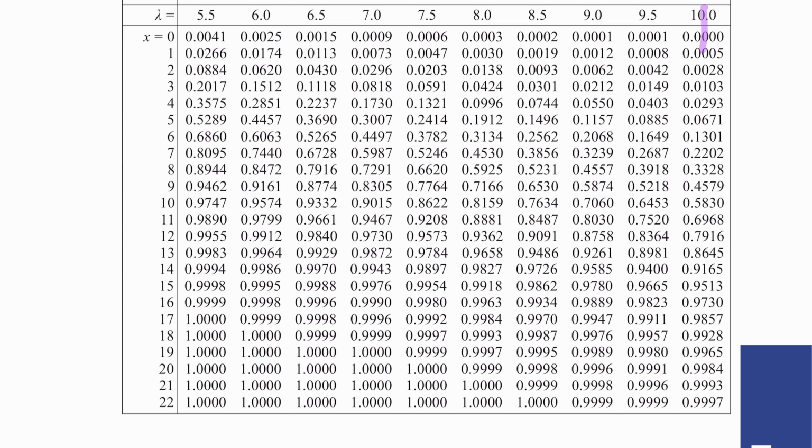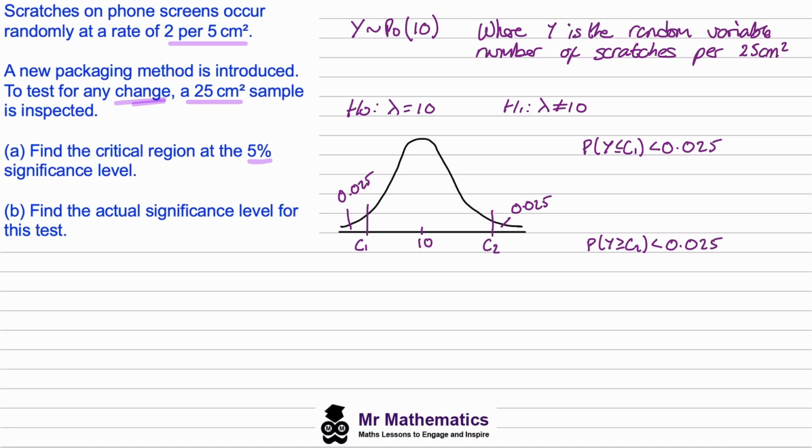Again, we have lambda is 10, and we want the first probability that goes up to the 2.5%. And this will give us a value of x as 3. So this will be the cumulative probability of falling inside that critical region. So the probability of y being less than or equal to 3 is 0.0103.